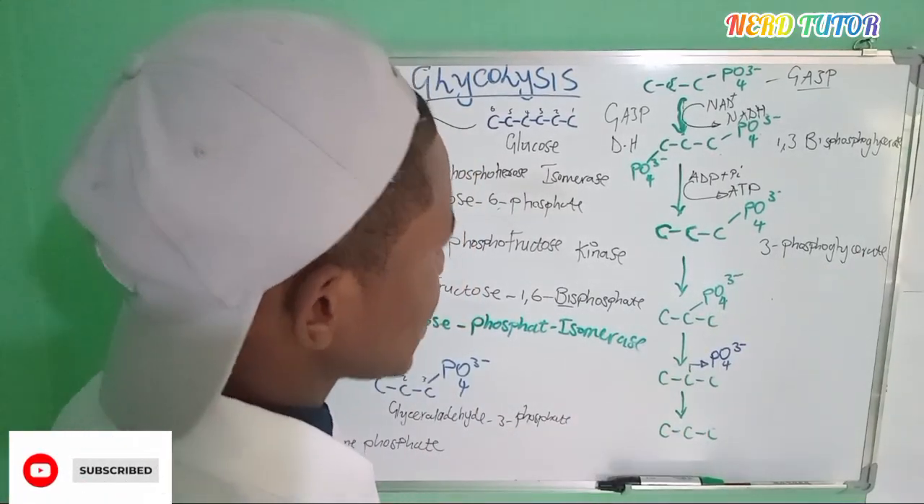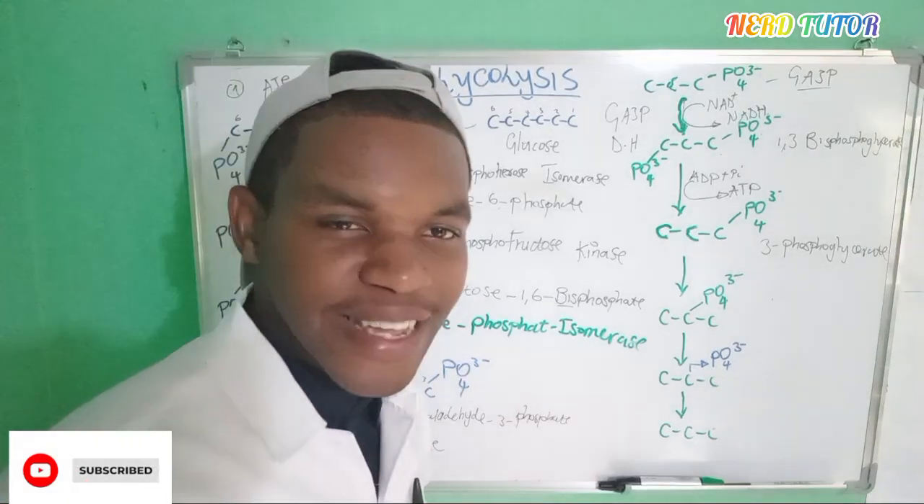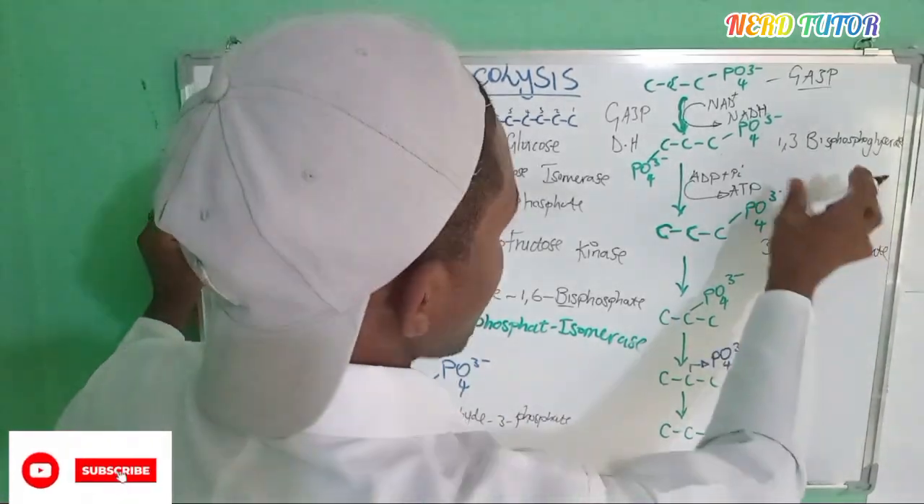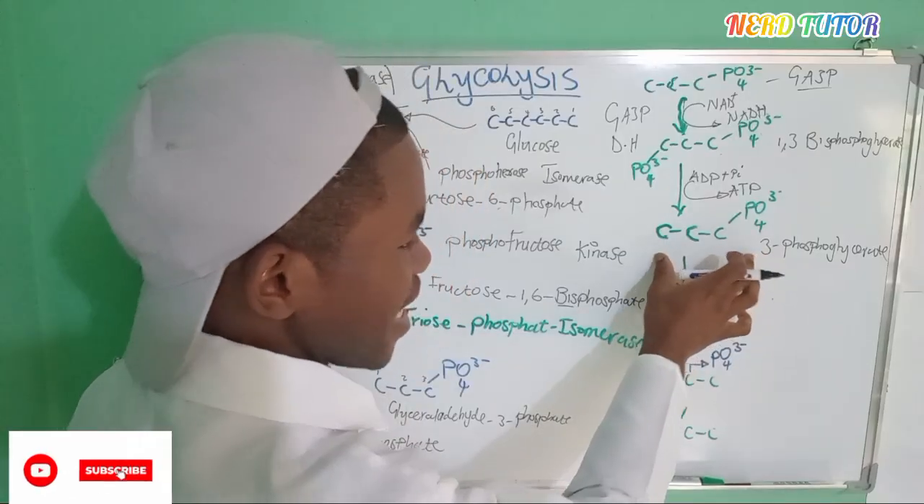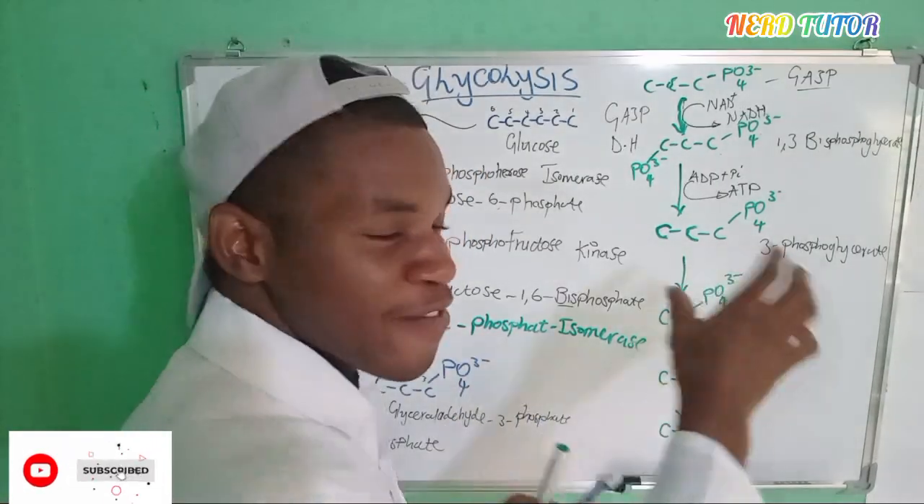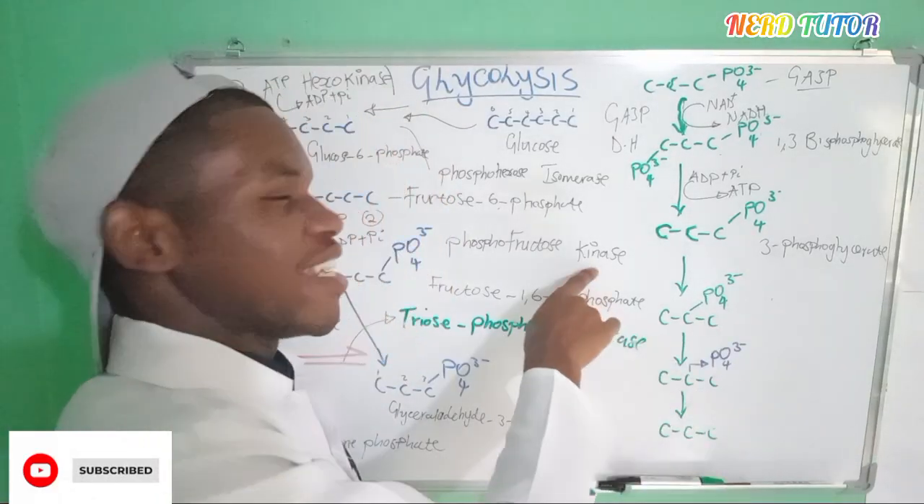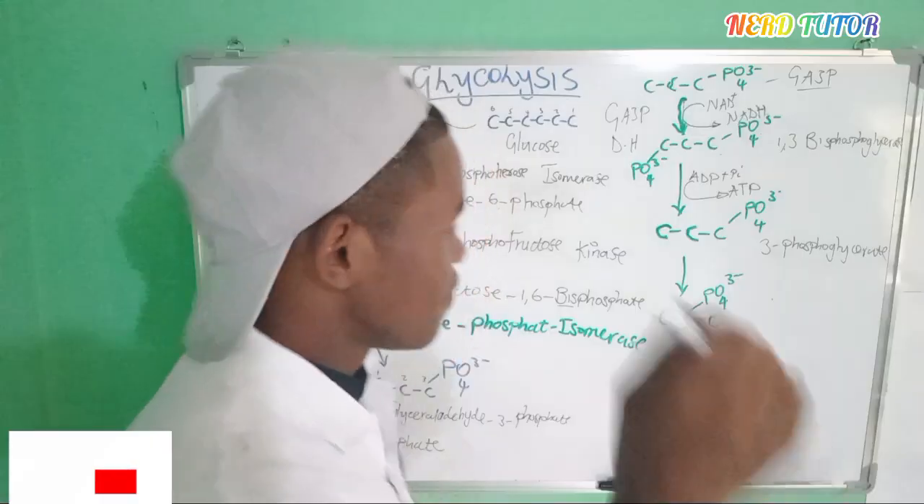So now, by what enzyme? We have to know even the enzyme. Here, the enzyme has carried away the phosphate. Since it has carried away the phosphate, that enzyme should be a kinase. But what type of kinase? The phosphoglycerate kinase. Very simple.